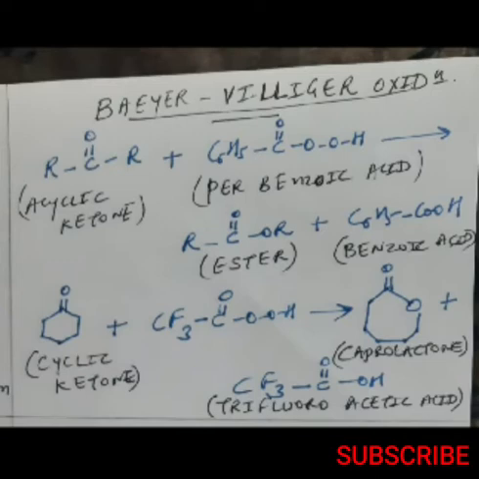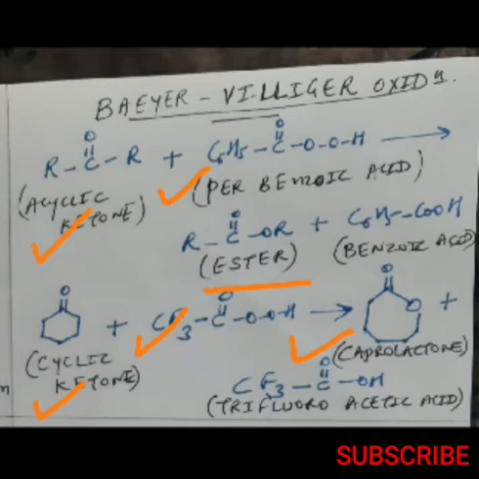So it basically involves the conversion of acyclic ketones into esters and conversion of cyclic ketones into lactones by treatment with peracids. Two types of peracids I have specified on the screen. In the first reaction I am taking perbenzoic acid, and in the second case I am taking trifluoroperacetic acid. So there are various peracids available, right?